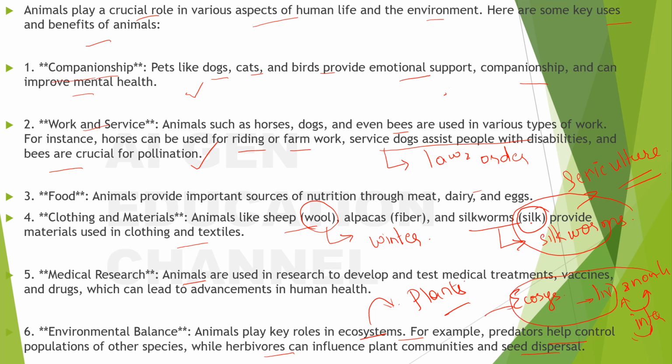Okay, for this ecosystem to be balanced, these animals will give their hand, like the predators, meaning attacking and eating the things. Okay, so predators help control populations of other species. So some animals will attack the other animals and eat them, and so the population of those animals can be maintained, while herbivores can influence plant communities and seed dispersal. See, herbivores go to the plants, right, to eat. So in that process, they help in the seed dispersal.